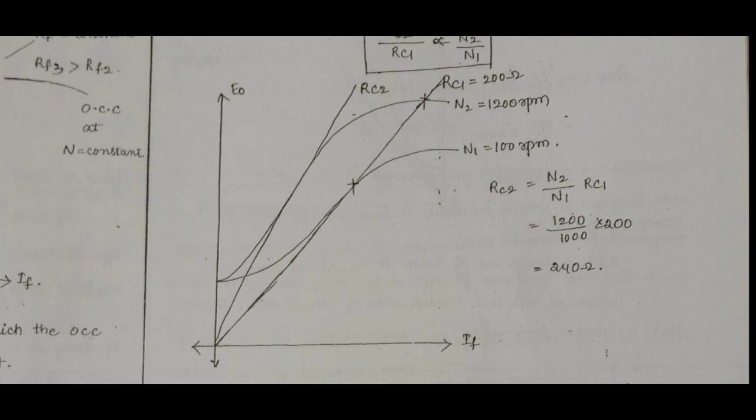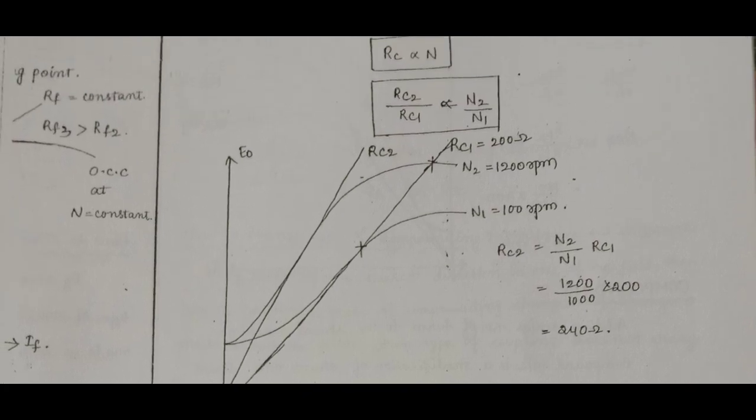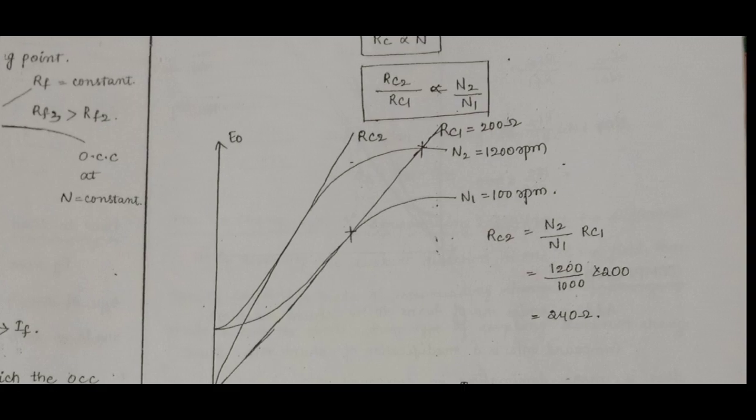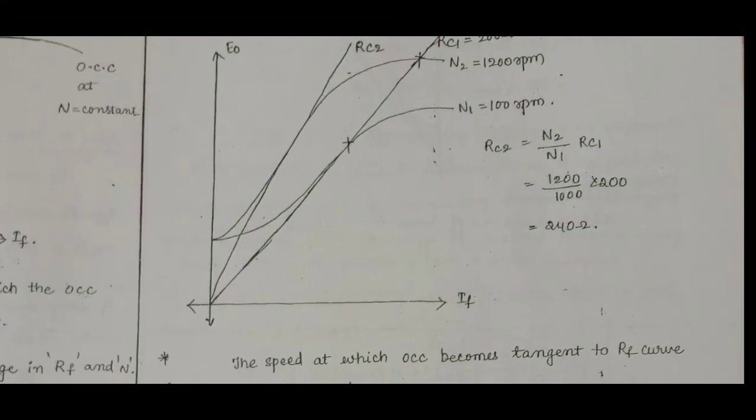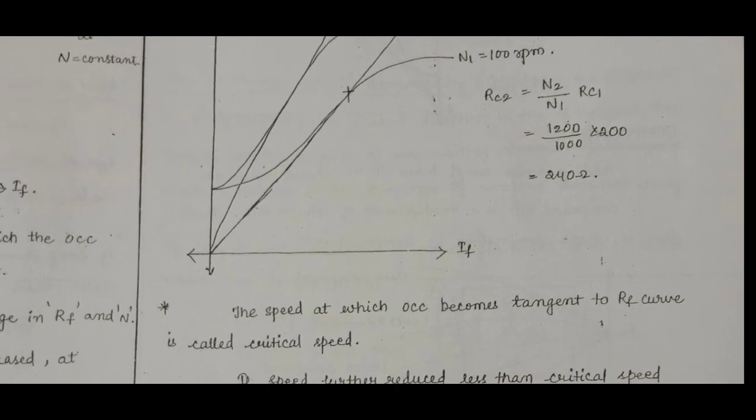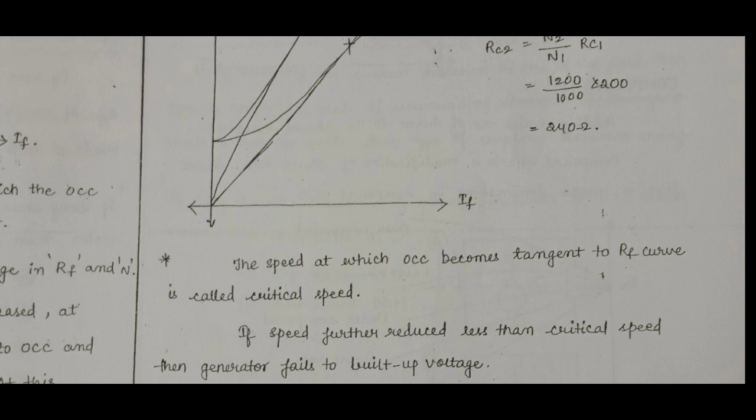So when the speed increases from 1000 to 1200 RPM, the critical resistance value also increases from RC1 to RC2. In this, RC1 is given but RC2 is not given, so we need RC2. RC2 means critical resistance at speed 2, so RC2 equals N2 by N1 into RC1. N2 is 1200 and N1 is 1000, into 200, that is 240 ohms.